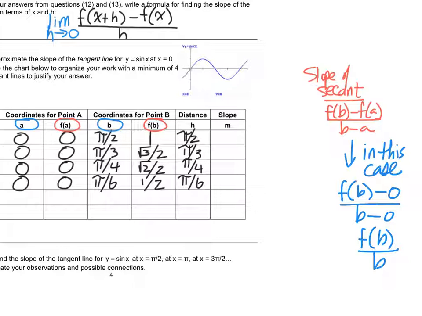Divided by pi over 2. Radical 3 over 2 divided by pi over 3. B is 0.